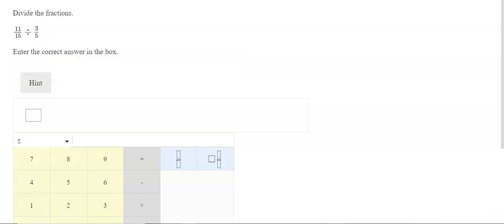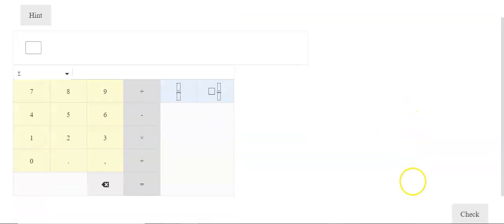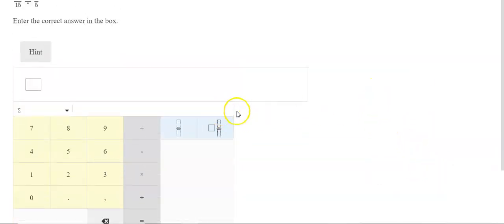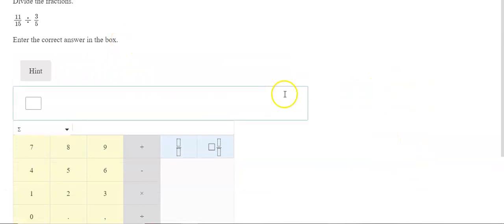Okay, this is the last one I'm going to be doing with you because I think you can figure out the rest of them. And you probably practice some on your own without me.